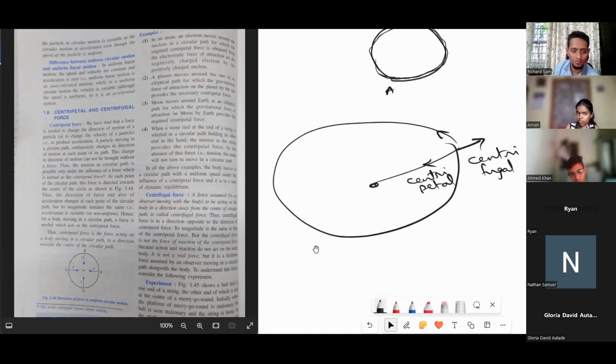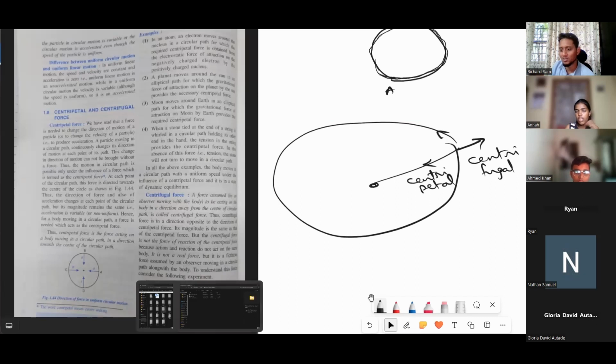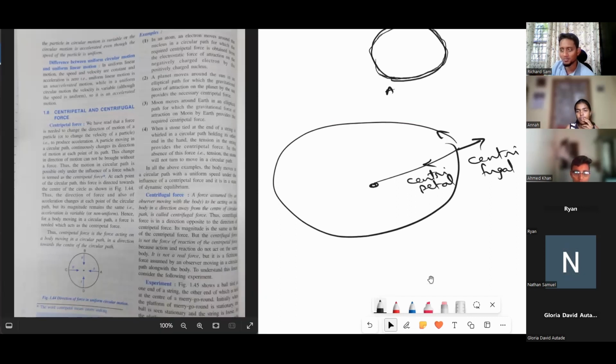You know, fiction. What is fiction? If I tell you stories of fiction, what does it mean? Imaginary, not real. Fiction is a story that someone just made up by themselves. It's not a real story. So fiction means not real. In the same way, centrifugal force is a fictitious force, which means it's not a real force.